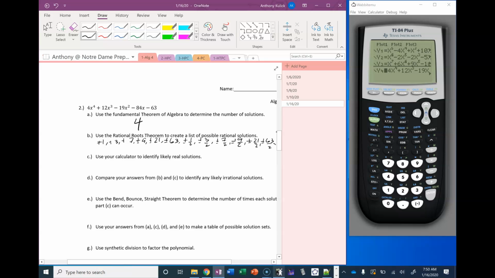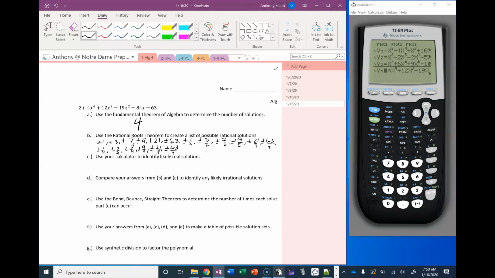There's still more. What else is there? Yeah, so you have each of those then again over 4. So 1 over 4. These are all possible rational solutions. There's a whole mess of them. So those all should be listed there.